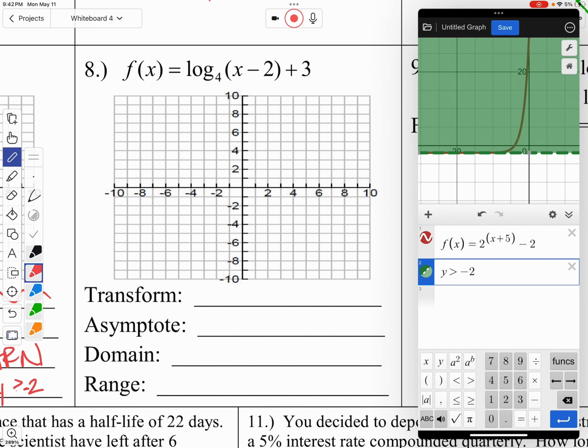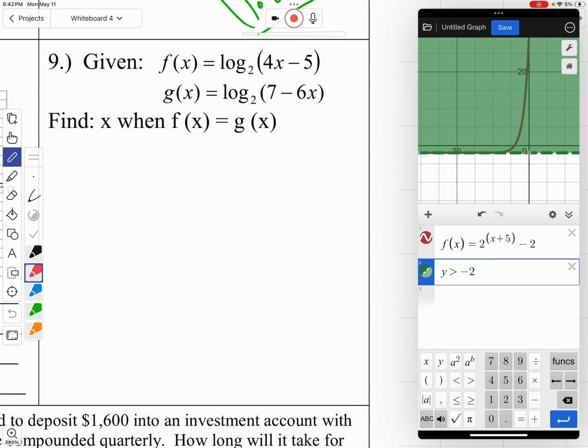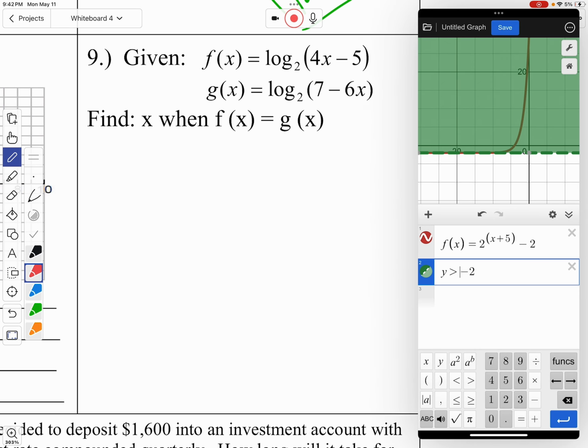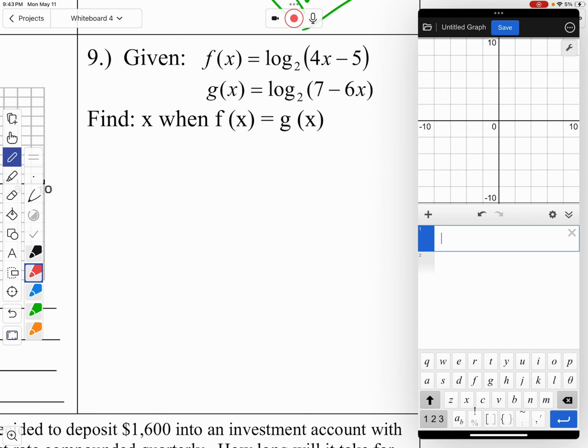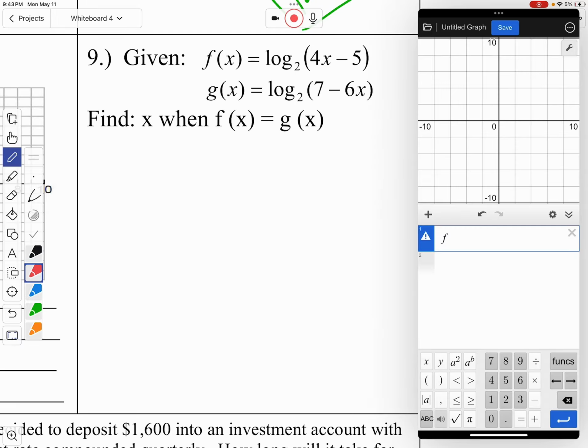This is exactly the same, except it's a log function, graph it. This one, you have two functions, and we talked about it yesterday. So some of the skills that we have from yesterday are going to roll over into every single unit that we do.